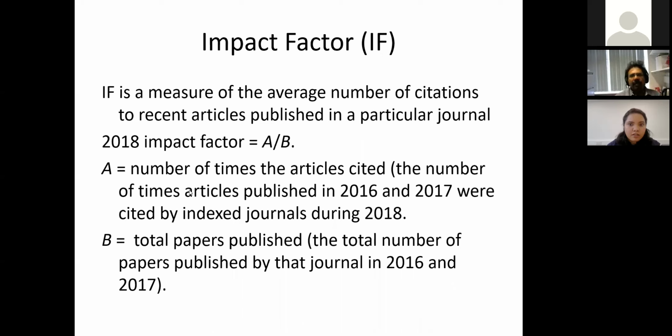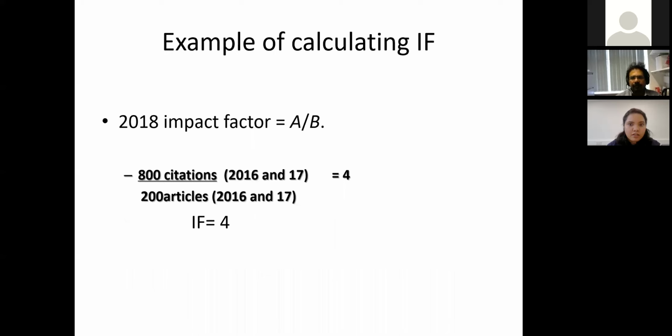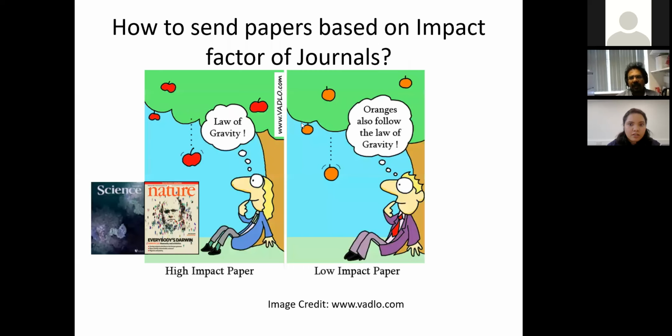Okay, so the number of times the articles were cited over the total number of papers published. So the 2018 impact factor, A over B, is equal to, if a particular journal has 800 citations in 2016 and 2017, and it has published 200 articles, the impact factor of that journal is 4. So that is how the impact factor is calculated.